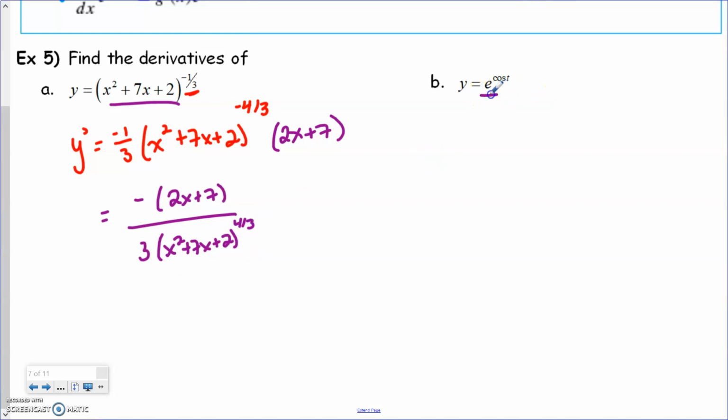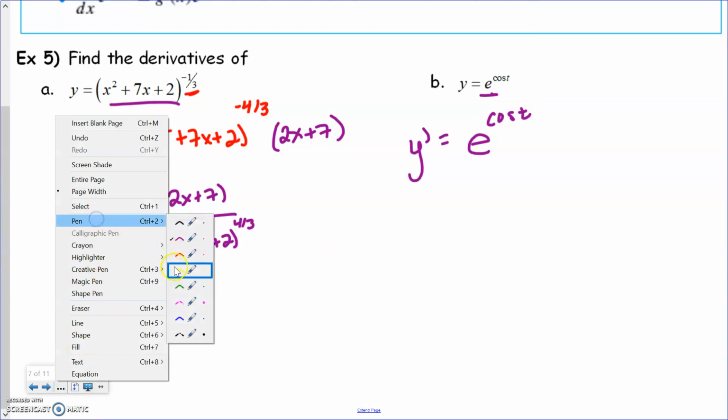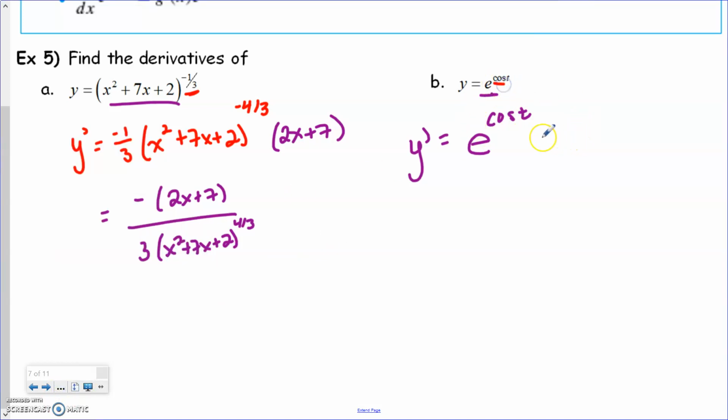Okay. For b, our first function, or our outer function, is e to the x. So the derivative of e to the x is e to the x. Then we need to multiply by the derivative of the inner function, which is cosine. So the derivative of cosine is negative sine.